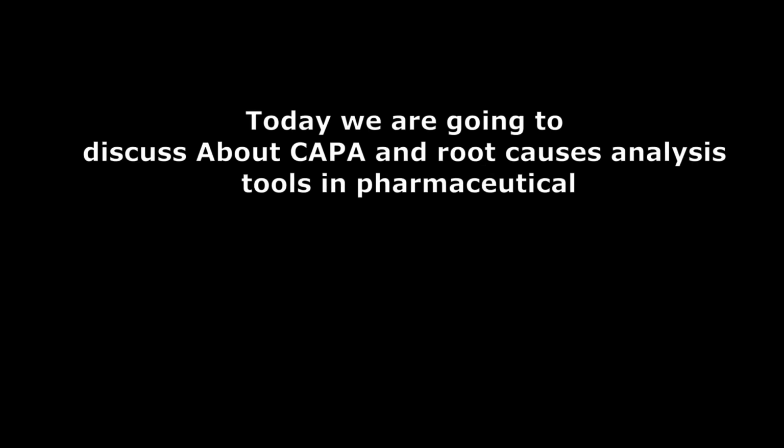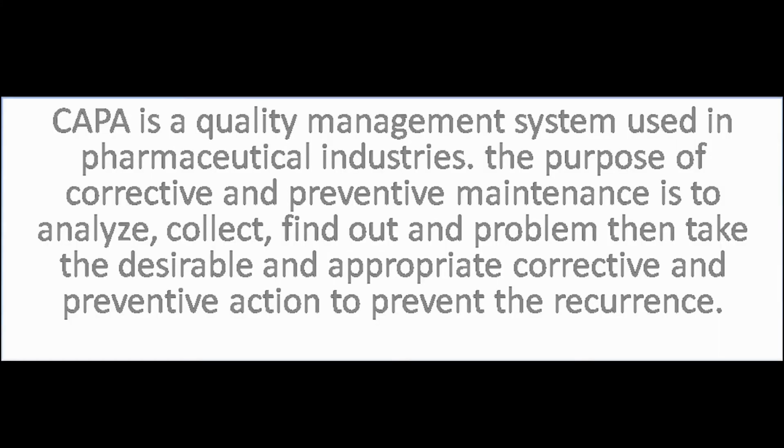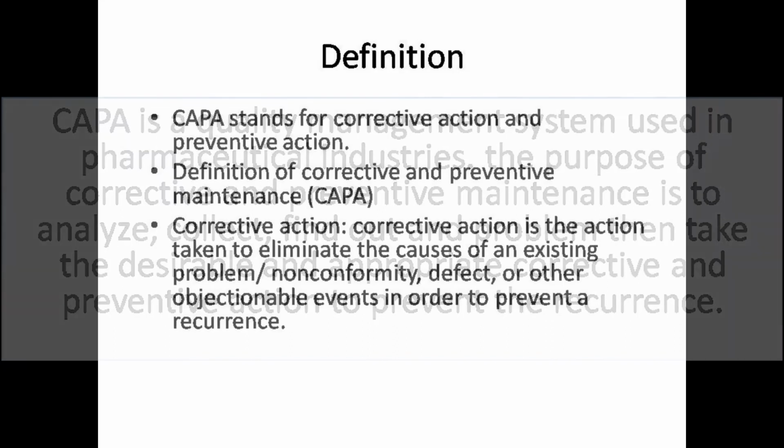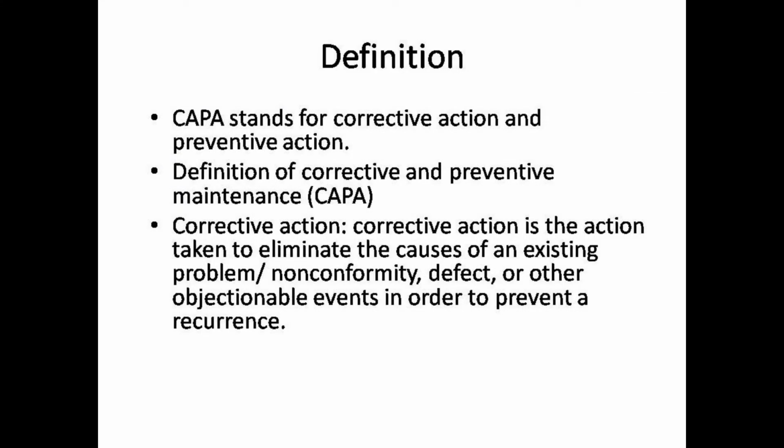Today we are going to discuss CAPA and root cause analysis tools in pharmaceutical. CAPA is a quality management system used in pharmaceutical industries. The purpose of corrective and preventive action is to analyze, collect, find out the problem, then take the desirable and appropriate corrective and preventive action to prevent the recurrence. CAPA stands for corrective action and preventive action. Definition of corrective and preventive action.